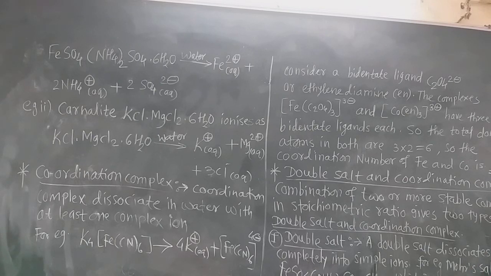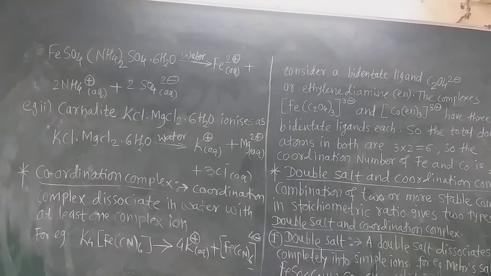But the coordination complex is quite different from the double salt. Coordination complex dissociates in water with at least 1 complex ion. What does this mean? That means after ionization there is 1 complex ion, and further ionization of that complex ion is not possible in the coordination complex.